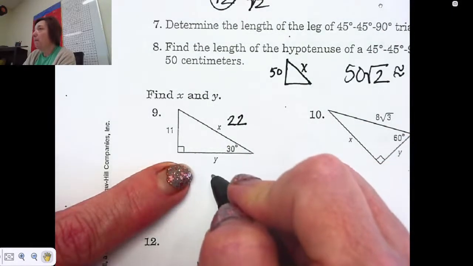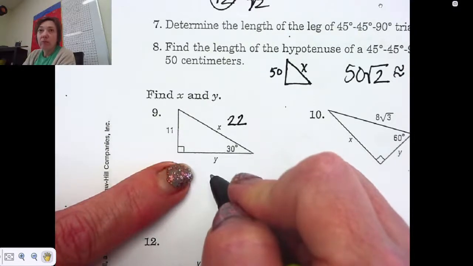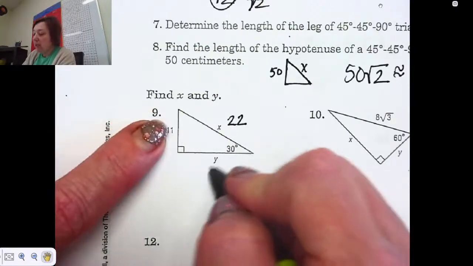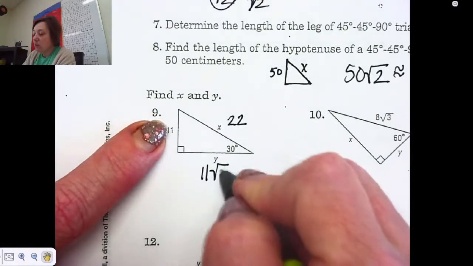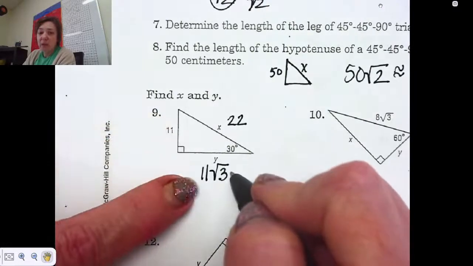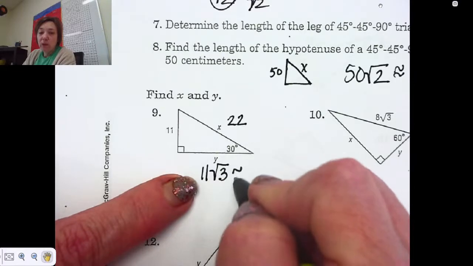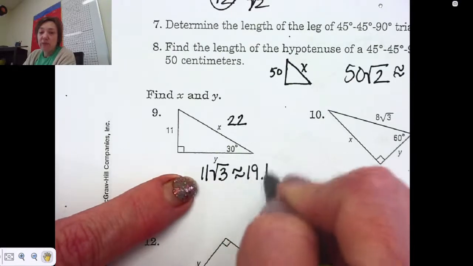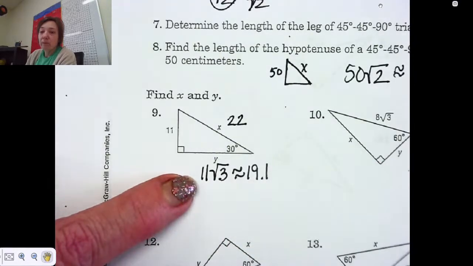Does anybody know? Yeah, 19.1. So it should be 11 times the square root of 3. Short side times the square root of 3, which is 19.1. Is that accurate? Okay, we're going to skip 10 and come back to it in a minute.